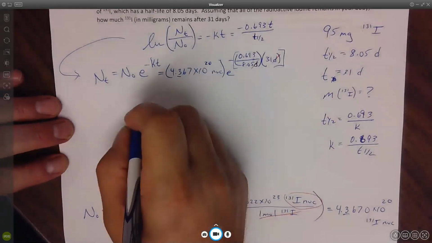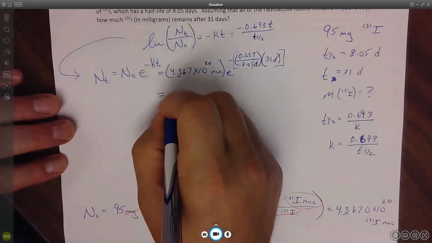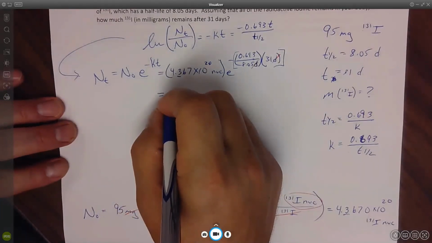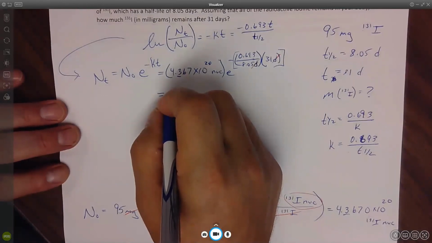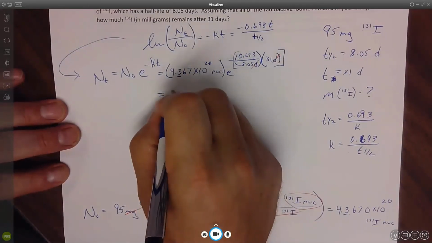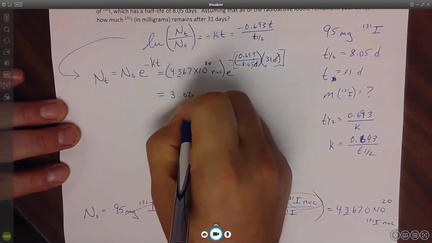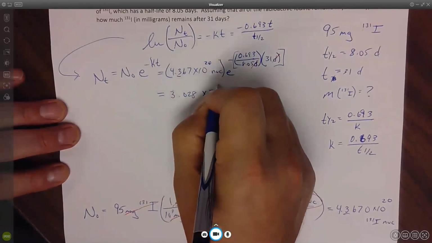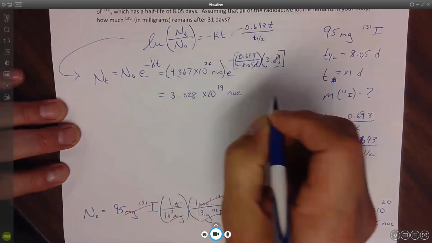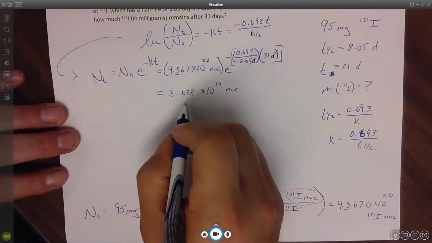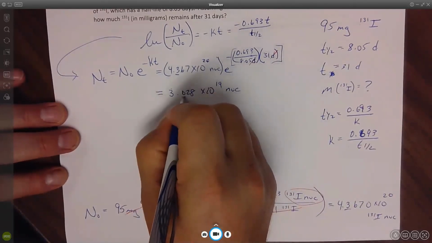Okay, so plug that into your calculator then. And you are going to get 3.028 times 10 to the 19 nuclei. So you still have a whole lot left. And it's only going to be the 2 sig figs.